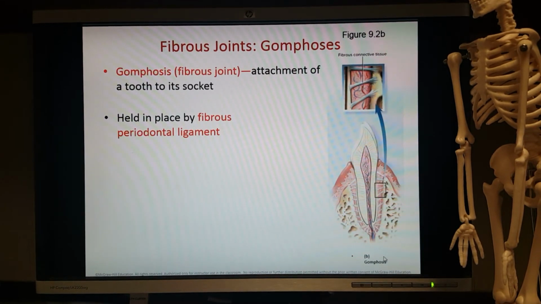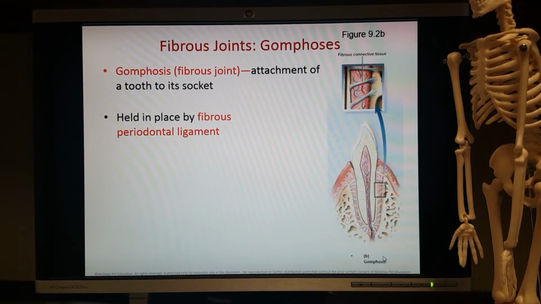A gomphosis fibrous joint helps to keep our tooth in the socket, but gives it a little bit of movement so that your teeth can wiggle around when you're eating, so you're not putting unnecessary pressure on them. They give a little bit of give.